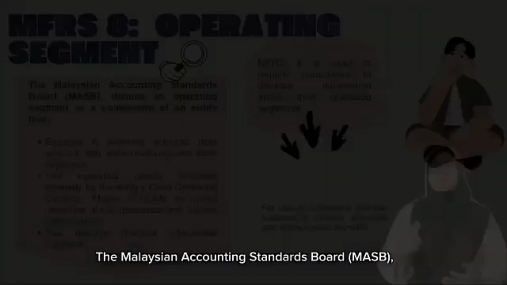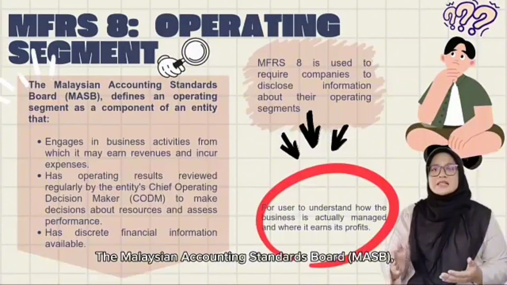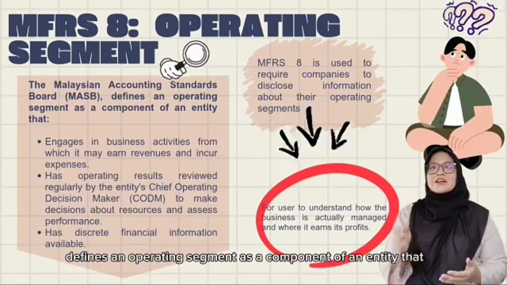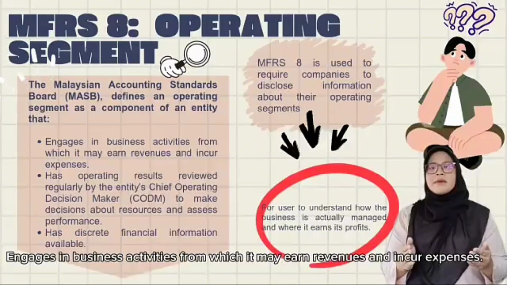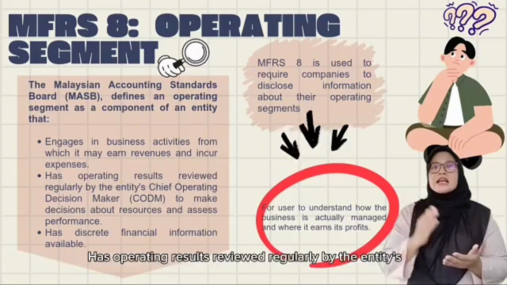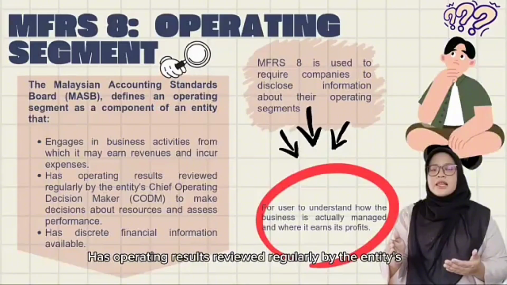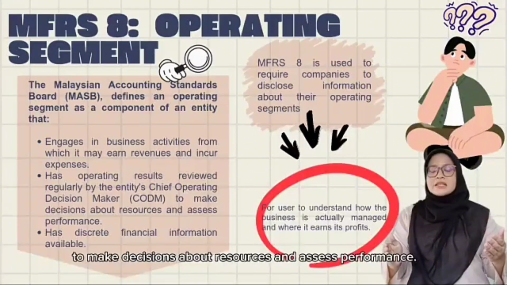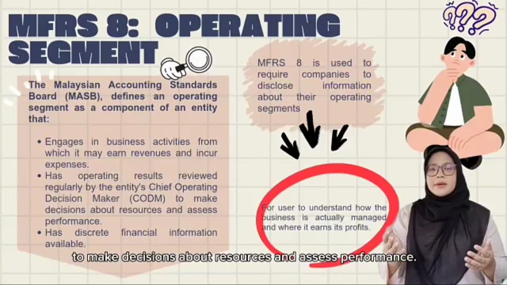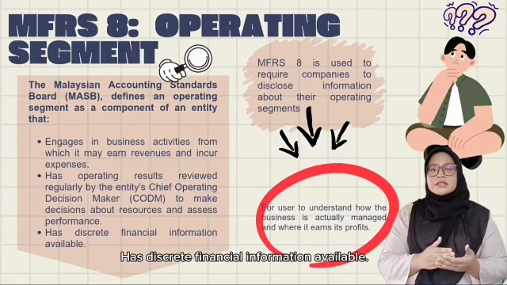The Malaysian Accounting Standards Board (MASB) defines an operating segment as a component of an entity that engages in business activity from which it may earn revenue and incur expenses, has operating results reviewed regularly by the entity's chief operating decision maker (CODM) to make decisions about resources and assess performance, and has discrete financial information available.